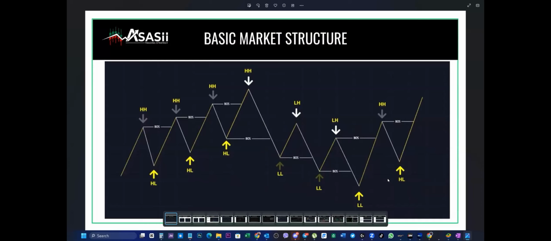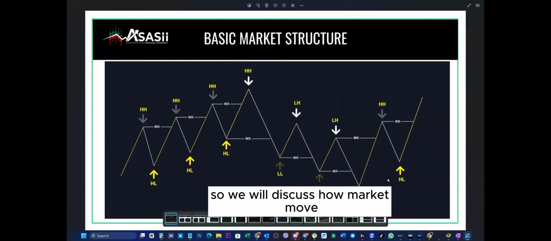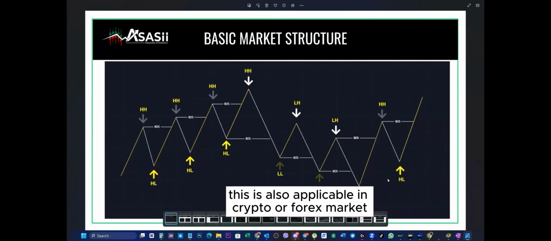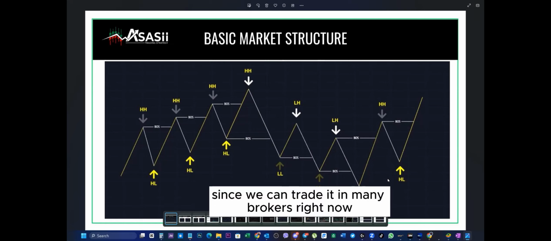Pag-usapan natin kung paano gumagalaw ang market natin at yung mga prices, kung Forex man yan or even in crypto. This is also applicable to the crypto or Forex market, even in indices or commodities, or metals as well, like gold and silver, since we can trade it in many brokers right now.